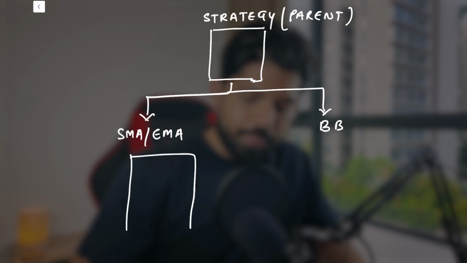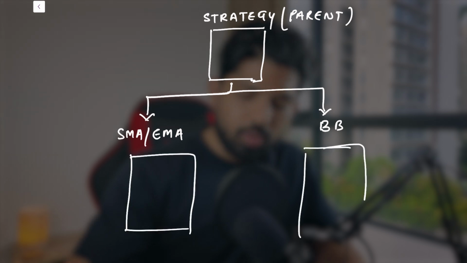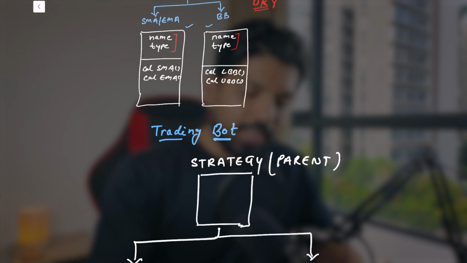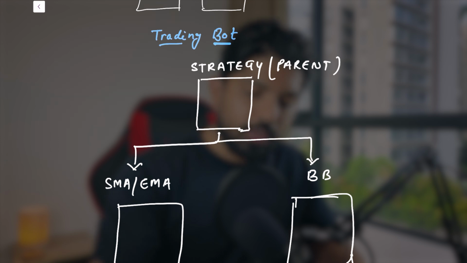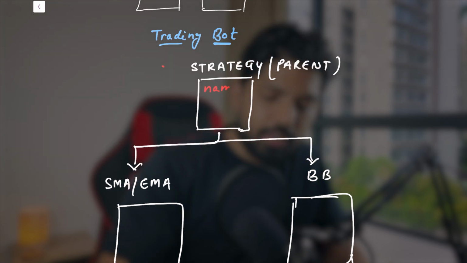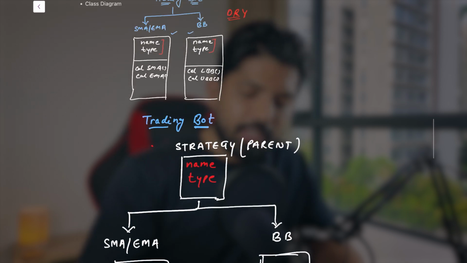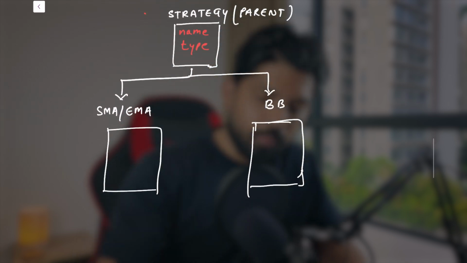So I'll just draw it. Drawing is not good, but I know you are getting my point, what I'm trying to say, right? So now, we have repeated this code, right? The name and type. So we'll just write name and type in the Strategy class, right? Name and type here. And then both these classes, this one and this one, can use this name and type, right? And then the rest, the SMA and EMA calculation, we can write it here: calculate SMA and then calculate EMA.